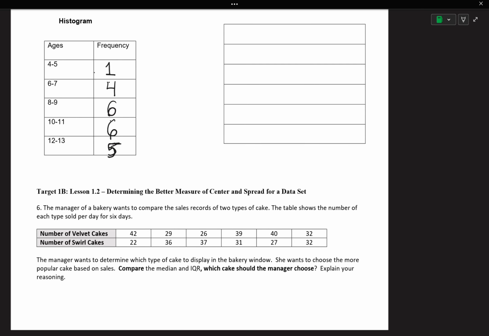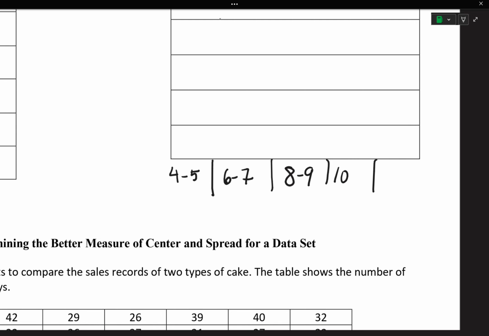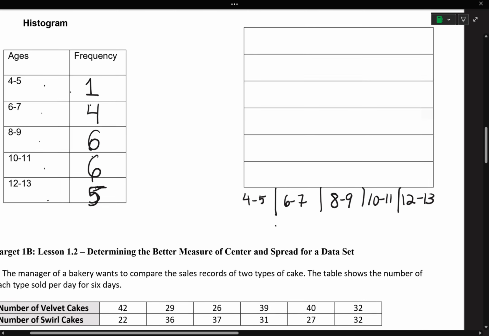Each of the ages are going to be a bar. It looks like I have 1, 2, 3, 4, 5 bars here. So let's create 5 spots. All right, we got ages 4 through 5, 6 through 7, 8 to 9, 10 to 11, and 12 to 13. I'm going to label it as ages.